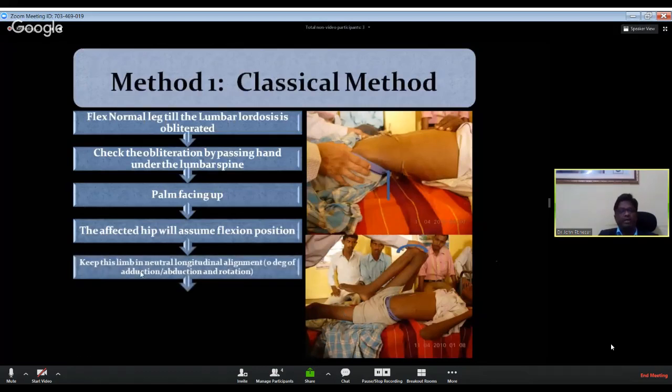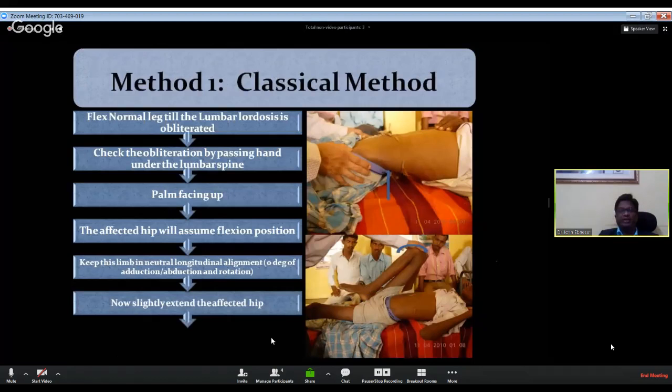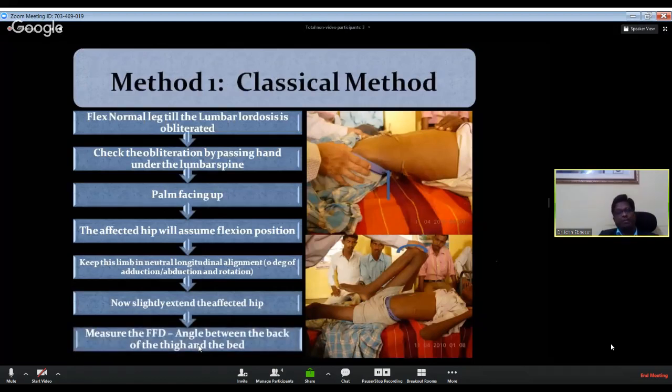Then keep this limb in neutral longitudinal alignment, with 0 degrees of abduction, adduction and rotation. Now slightly extend the affected hip and measure the FFD, the angle between the back of the thigh and the couch. Very, very important. This is the classical way of doing the Thomas test, as described by Sir Hugh Owen Thomas. But there are other ways of doing this test. I will explain that next.